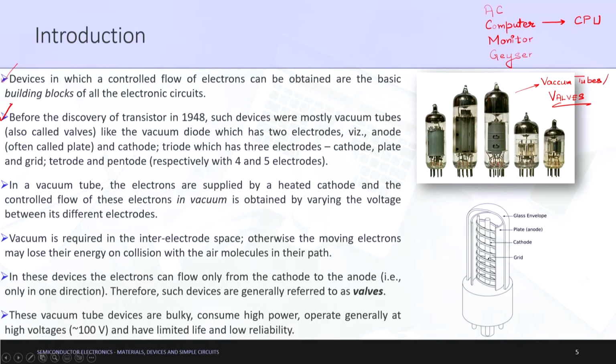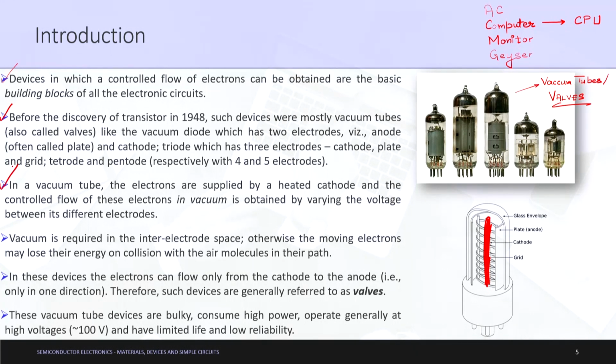In a vacuum tube, the electrons are supplied by a heated cathode. So what is the basic engineering behind this? Basically, as you can see, this small cylinder inside is being heated up. Let us say I heat it up like this. When the temperature of this cathode increases, the electrons are supplied by the heated cathode, and the controlled flow of these electrons in vacuum is obtained by varying the voltage between its two electrodes.